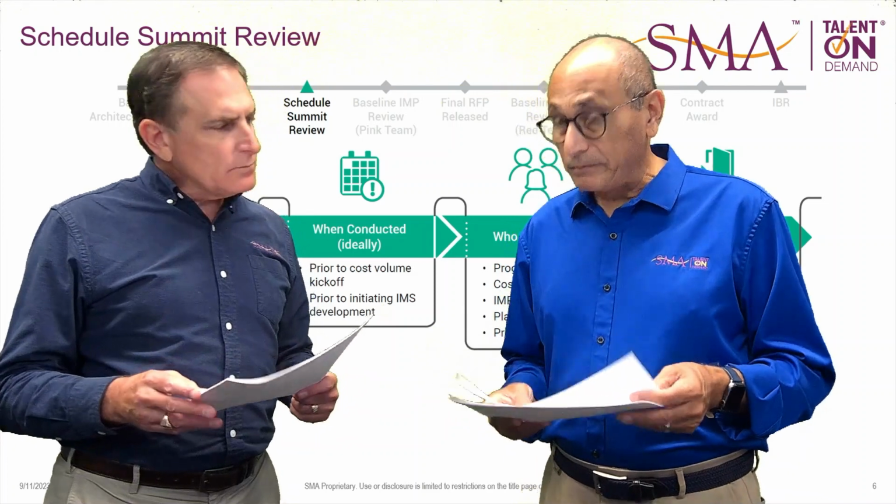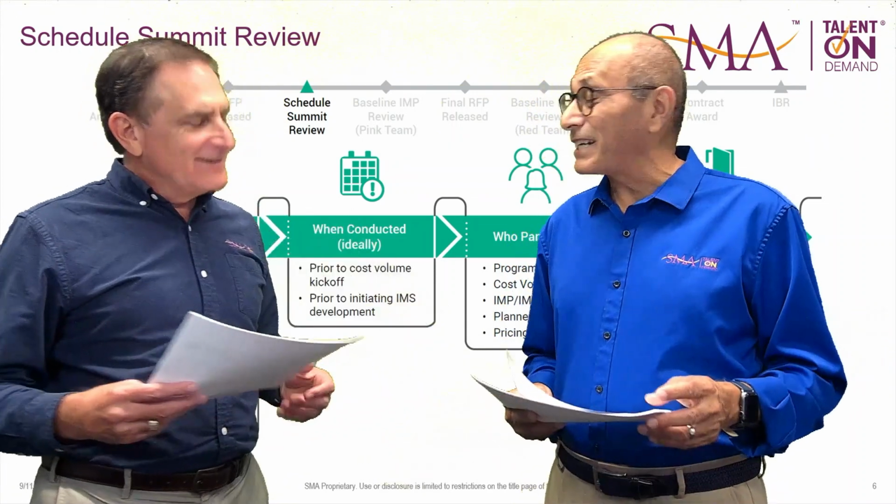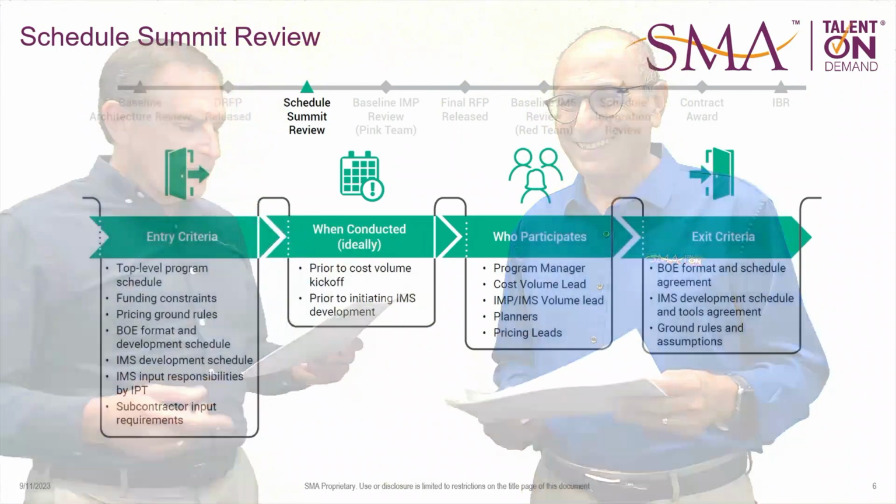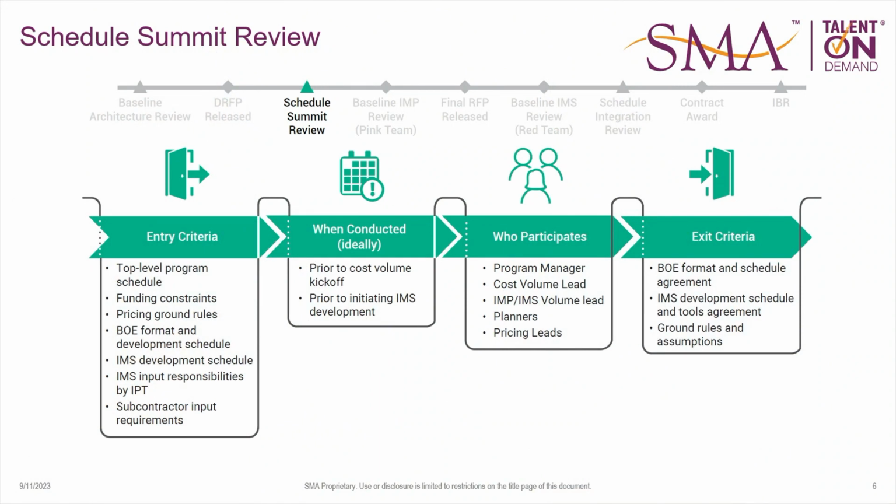And what do we deliver? What do we produce out of this? So the BOEs, the IMS development schedule, and tools agreement. In other words, are we doing this in Primavera? Are we doing this in Project? It's odd to me that there's still a lot of debate about that as we go through these things. And then ground rules and assumptions. And on the BOE, it's really just the format, right? Just the format. Okay, but the most important thing seems to be agreement around the schedule, the summary level schedule.